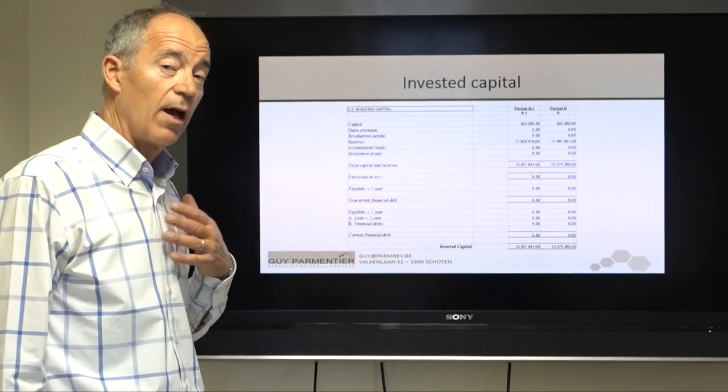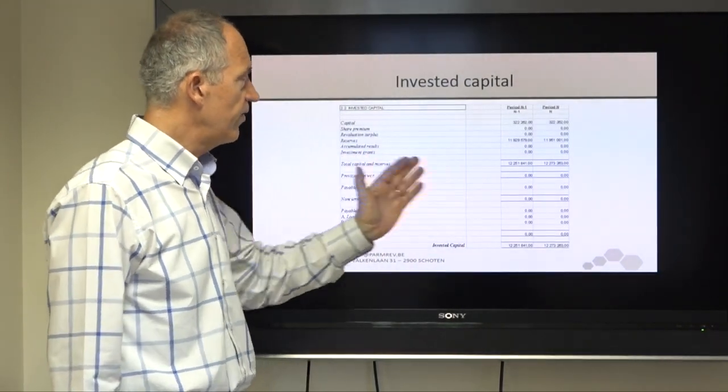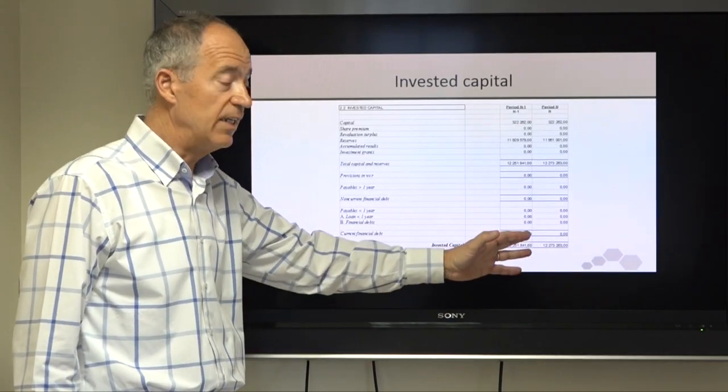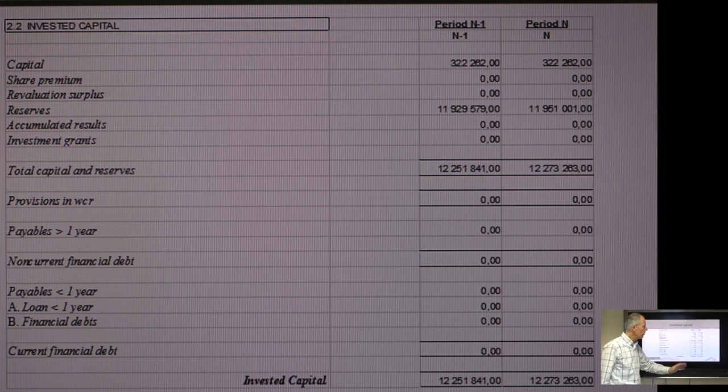Okay, the company I'm using is one of my own customers, and you see that this company only has equity and has no debt. I did this on purpose because I want to build up for session 5 the situation in which we have a lot of debt, but this one is a very easy one. It's one without any interest-bearing debt and just equity as invested capital.